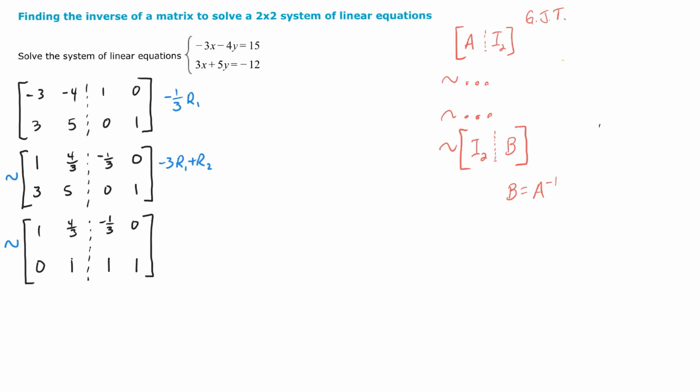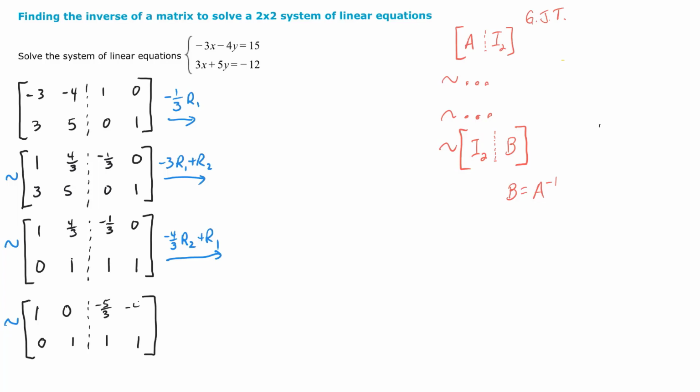We're almost done. We just need to do -4/3 times row 2 and add it to row 1. We're going to store in row 1, so that means row 2 does not change. So I'm just going to recopy that. And row 1 does change. This is a 1. This is a 0. -4/3 plus a -1/3 is -5/3. And then we have -4/3.